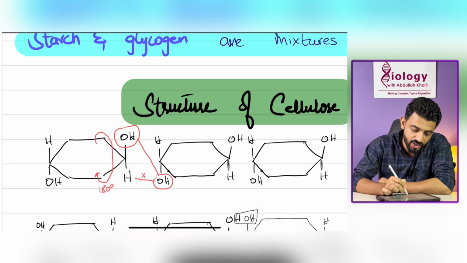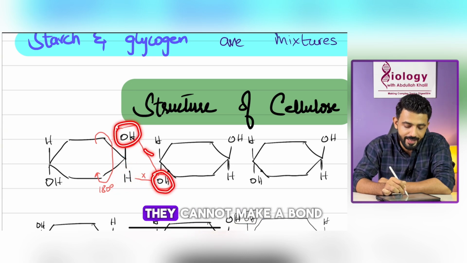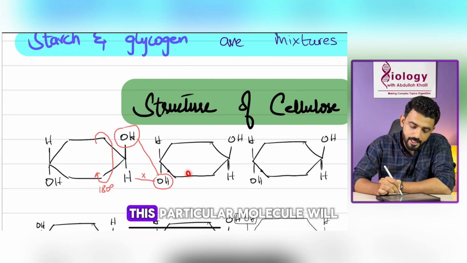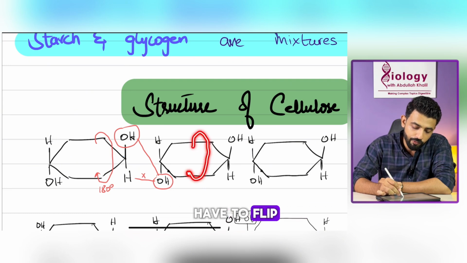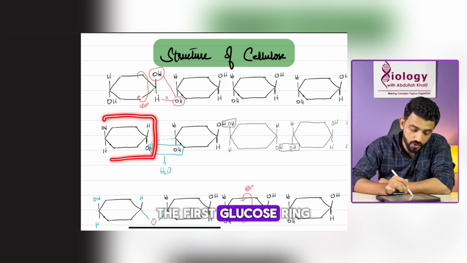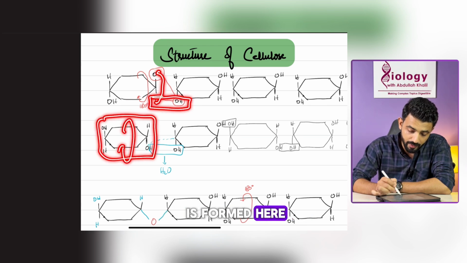Because this OH here and this OH are not in the same plane, they cannot make a bond. So in order to make this bond work, this particular molecule will have to flip. For this one, we have seen the first structure flip. The first glucose ring has been flipped. OH comes at the bottom and the bond is formed here.